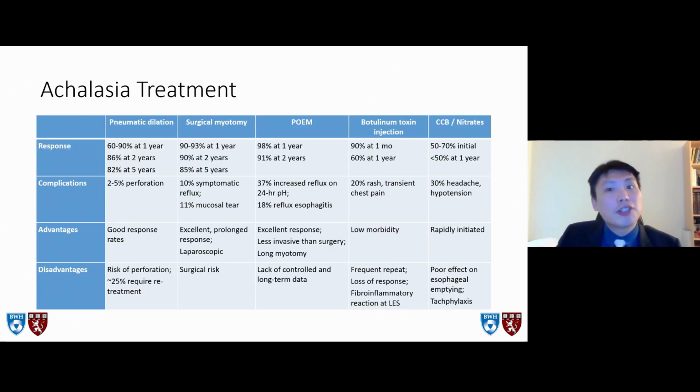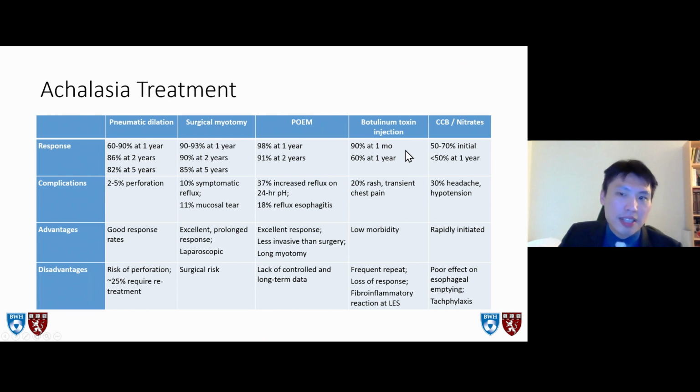In terms of treatment of achalasia, there are a few categories. The first includes pneumatic dilation, myotomy, which can be done surgically or through endoscopy, Botox injection to the lower esophageal sphincter, and using smooth muscle relaxants. As you can see, the first three, pneumatic dilation or the two myotomy options, have very generally great response, both at 2 years and at 5 years, upward of 80 to 90% have good response, compared to Botox injection and calcium channel blocker, which generally have lower response.